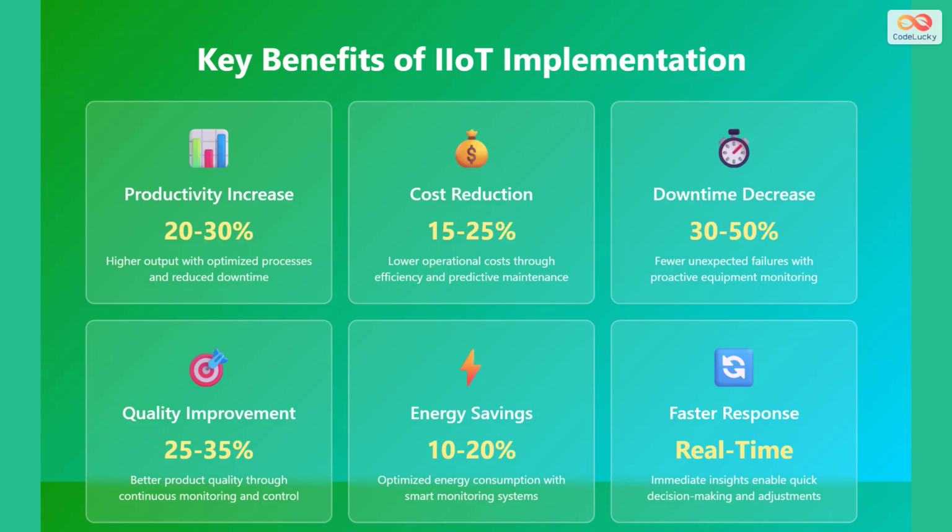Quality improvements of 25 to 35% result from better product quality through continuous monitoring and control. Energy savings of 10 to 20% are achieved through optimized energy consumption with smart monitoring systems. Perhaps most importantly, IIoT enables real-time response with immediate insights that enable quick decision-making and adjustments throughout the operation.